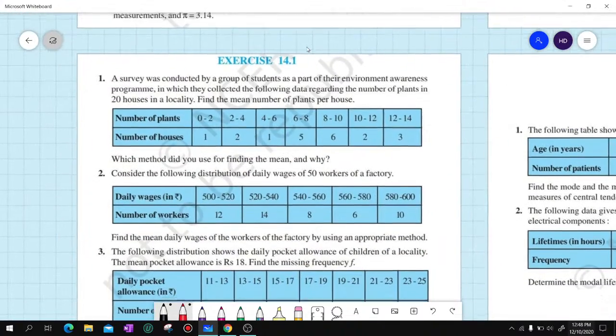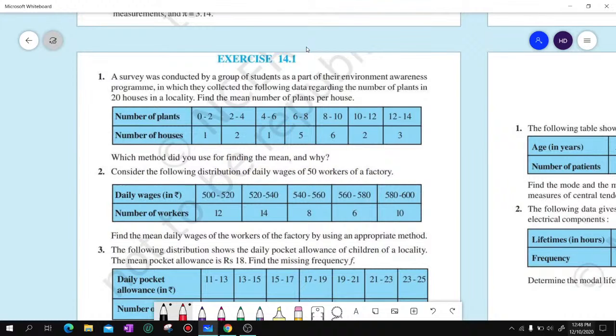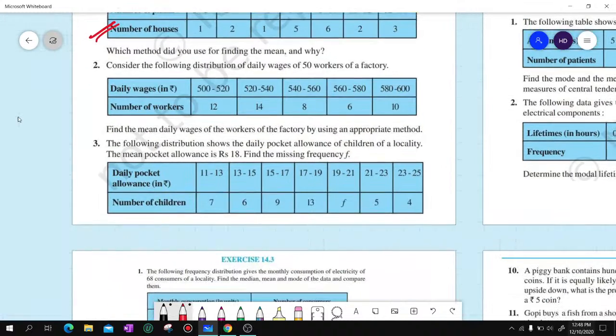When you come to statistics, they will ask mean, median, and mode. At least they will ask two questions, either mean or median or mode, or mean or mode. Definitely they are going to ask you two questions. In the mean, they may ask you simply the direct mean method, or they may ask you the missing frequency. I'm telling you again, missing frequency has the highest chance of being asked in the mean, and in median also the missing frequency is very important.